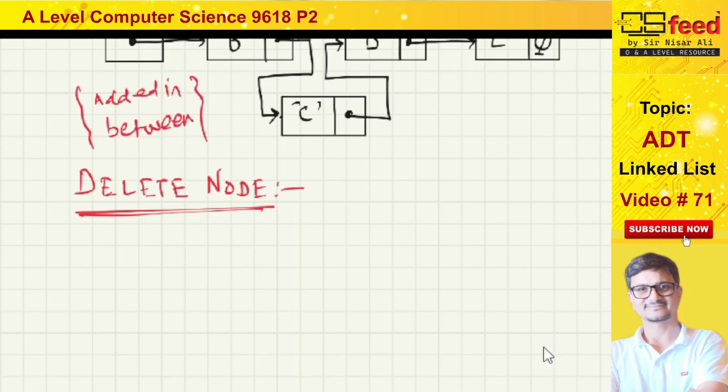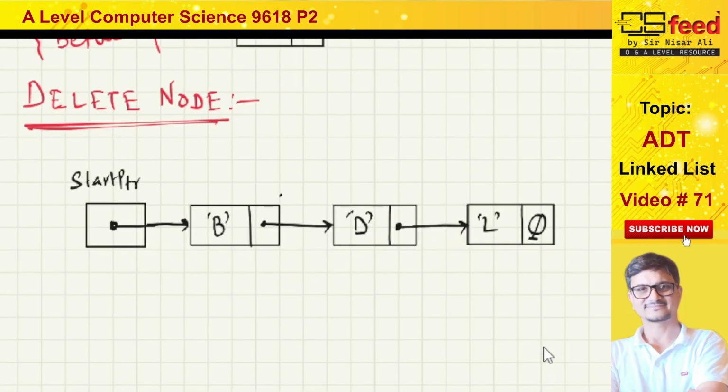All right. It can be the first element, it can be the last element. So how will we do that? Deleting the node, let's say we want to delete B, which is in the start. How will we delete it? The rule is that the start pointer which is pointing to B is going to point to D. And this is how B is removed.